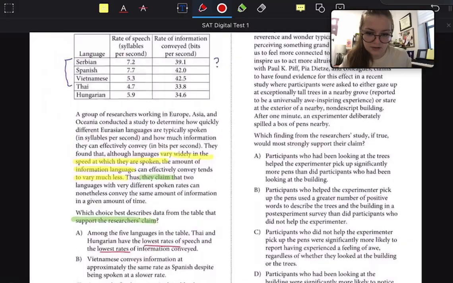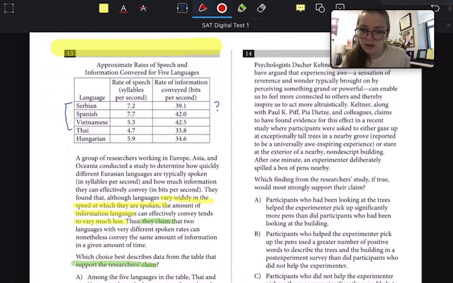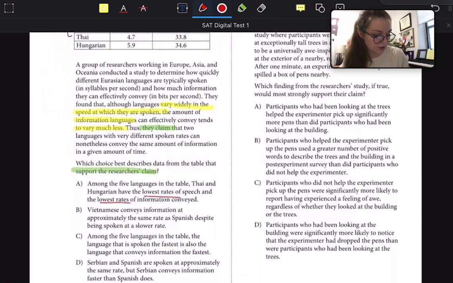Let's compare Thai and Hungarian. So let's start with lowest rates of speech. Thai, we can see 4.7, Hungarian, we can see 5.9. Already, we can disprove this because Vietnamese has a lower rate of speech than Hungarian. So we don't even have to look at any of the rest of the question. Because any part of it is incorrect, we can rule out the whole thing.